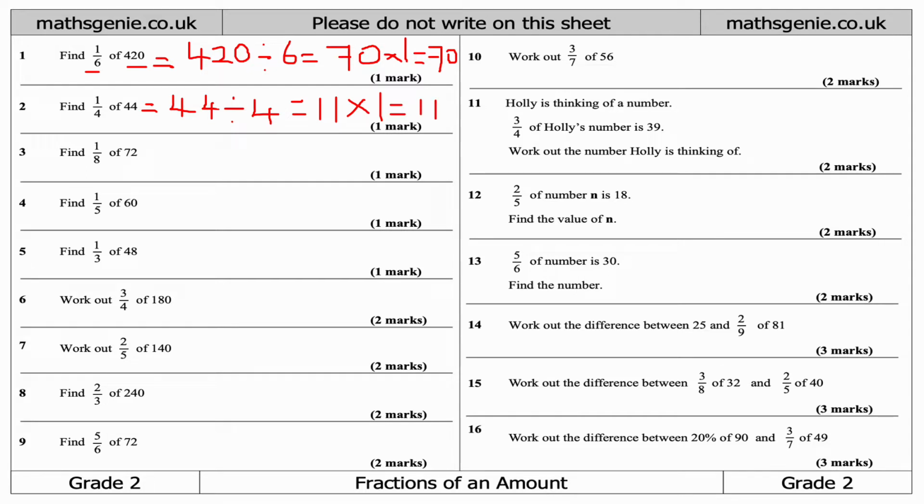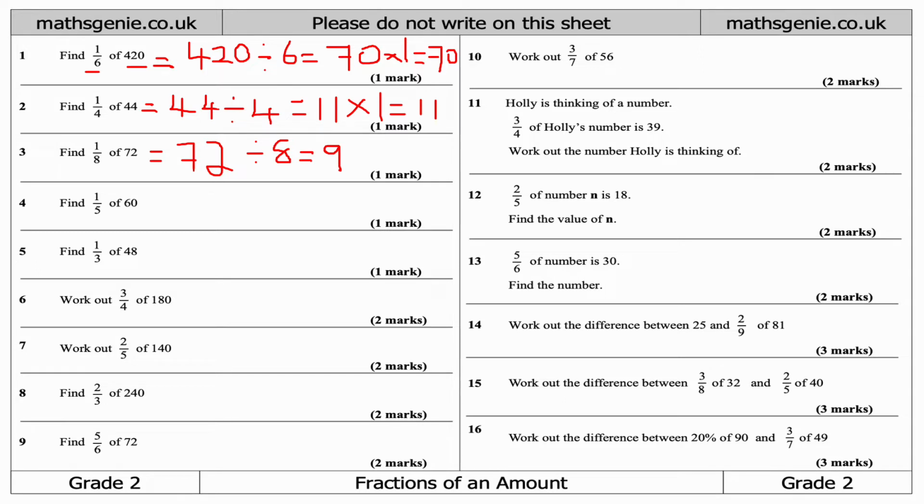Question number 3, find 1/8 of 72. So I divide by the bottom, times by the top. 72 divided by 8 is 9, and then we do 9 times 1, which is just 9.